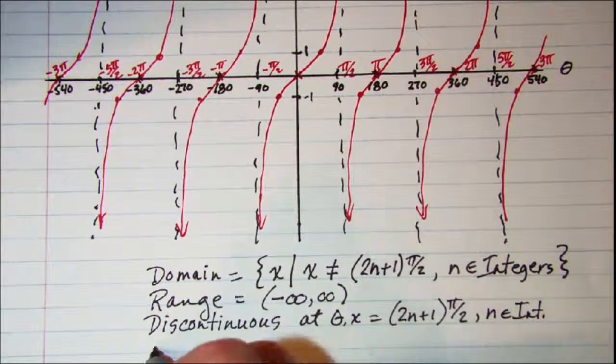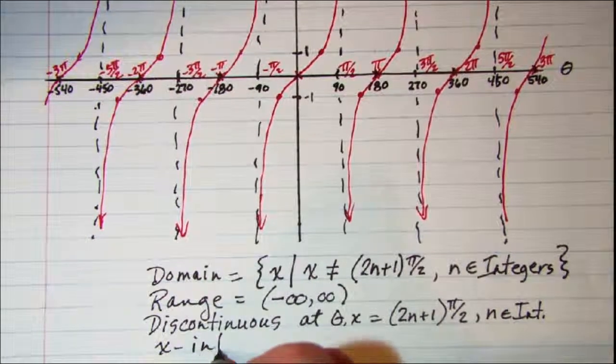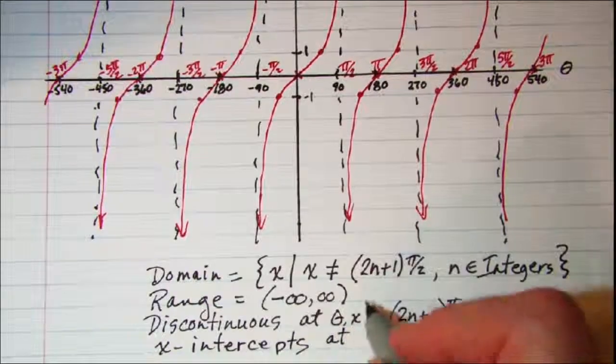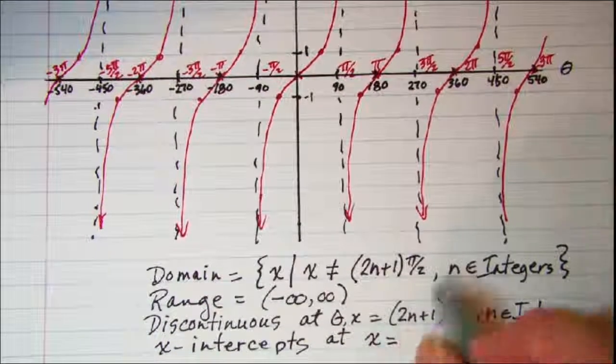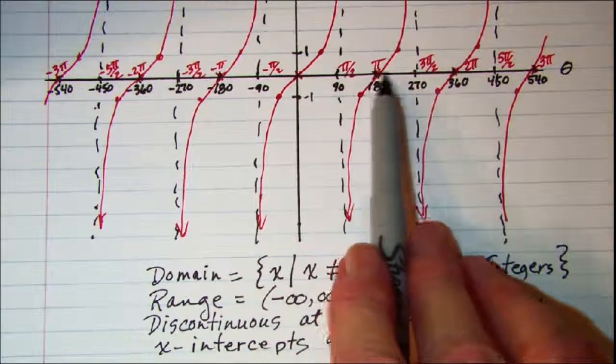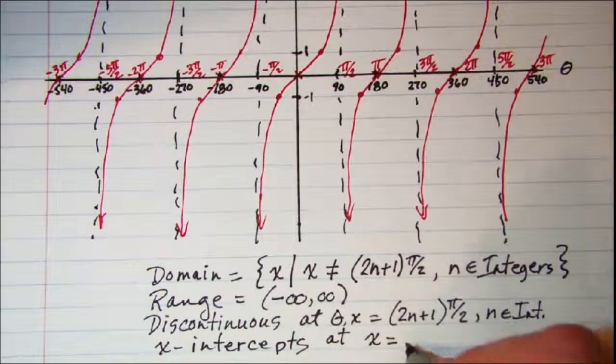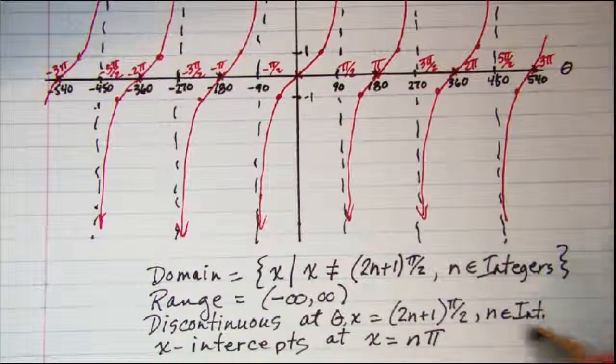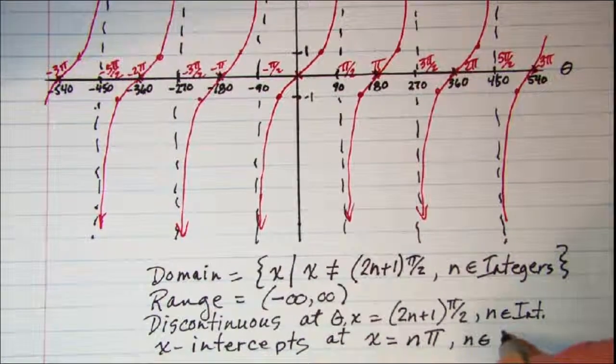We have x-intercepts at x equal to, so this is 0, and then 1 pi, 2 pi, 3 pi, so n pi, and again n is an integer.